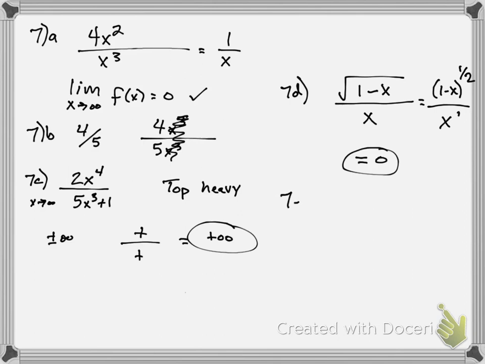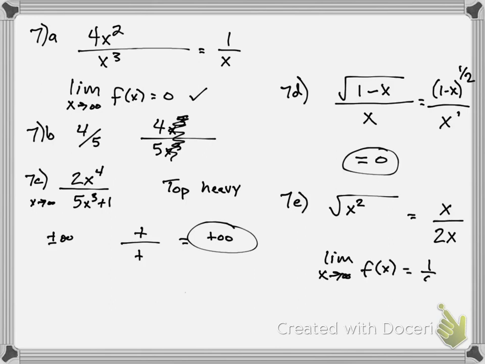Okay, 7e. Think about what we have here. Think about if you took the square root of x squared. That's like having an x on the top. And then you have 2x in the bottom. So my highest powers are relatively equal to each other. So my limit for this one, as x approaches infinity of f of x, is equal to 1 over 2.